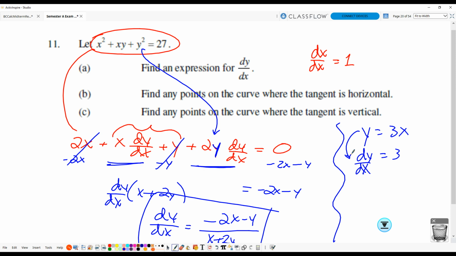Okay, product rule. I'm going to get 2 pieces. This became both of these things: first times the derivative of the second, plus the second times the derivative of the first.